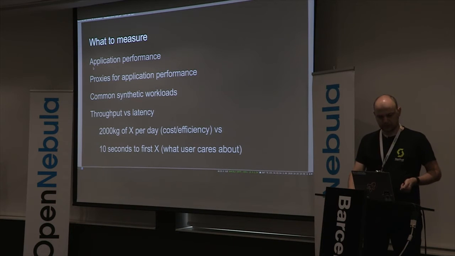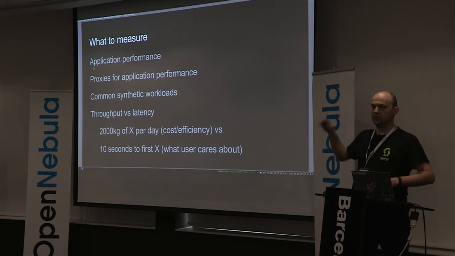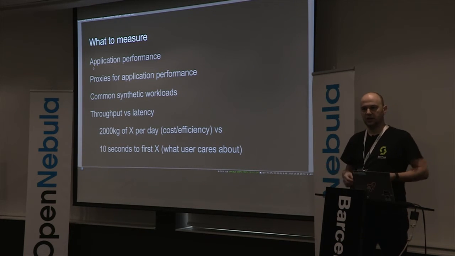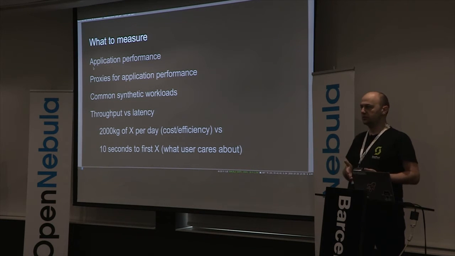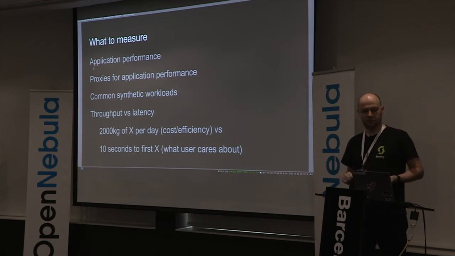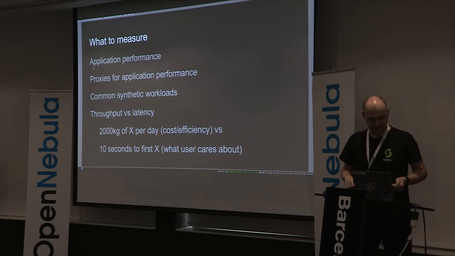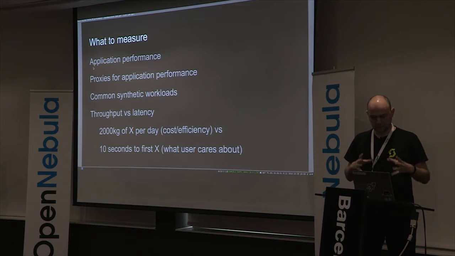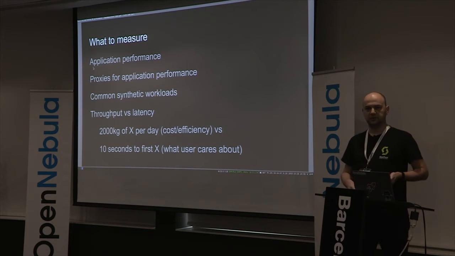What to measure? What your users care about is application performance, so how fast their page opens. This is very application specific and in some cases hard to measure. So then you have to settle for the second best thing, which is proxies for application performance. And then the most common way this stuff is measured is with synthetic workloads, which are very far from what real applications look like. And an important part to understand at this stage is the difference between throughput and latency.